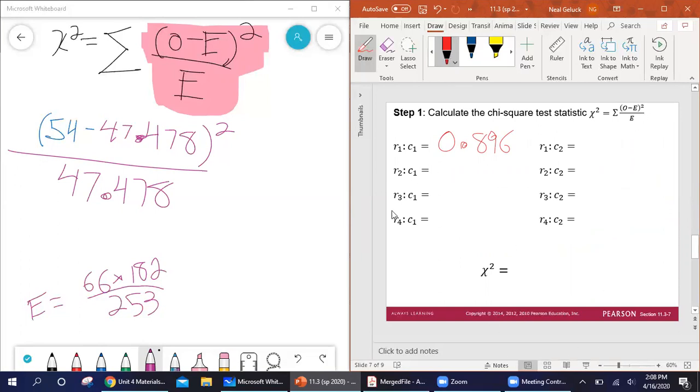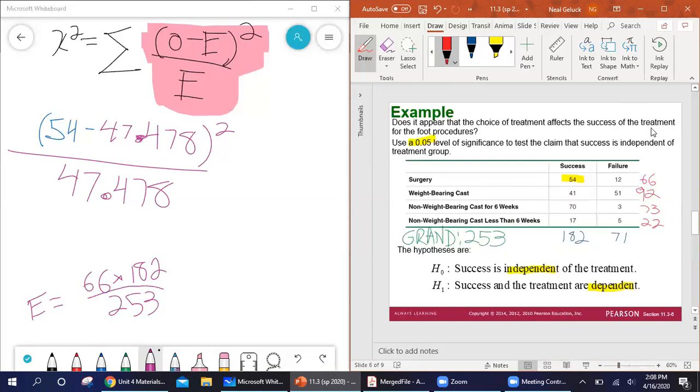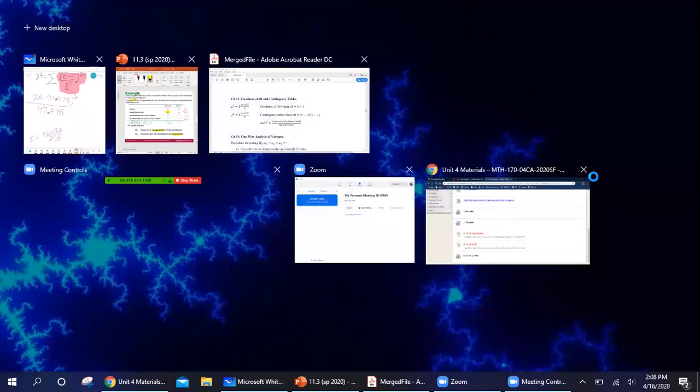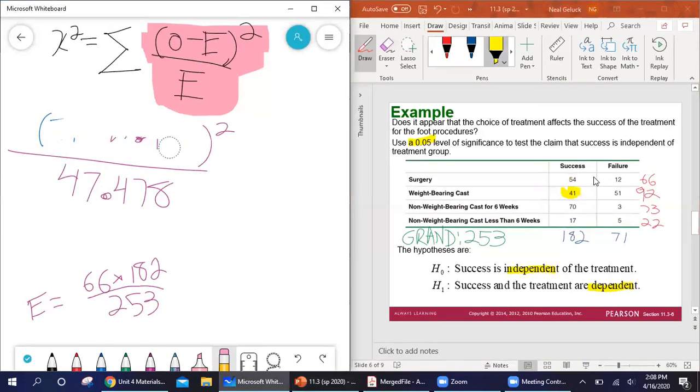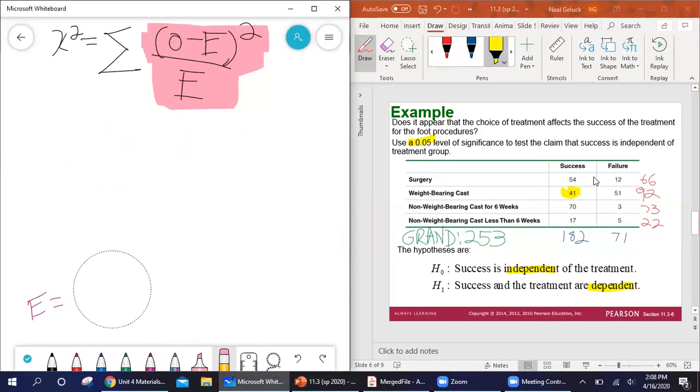Okay, I'm going to go row 2, column 1. So now I'm going to look at row 2, column 1. So 41 is the number. So I reset all of this mess, and I do it all again. You can see this is going to take a while.